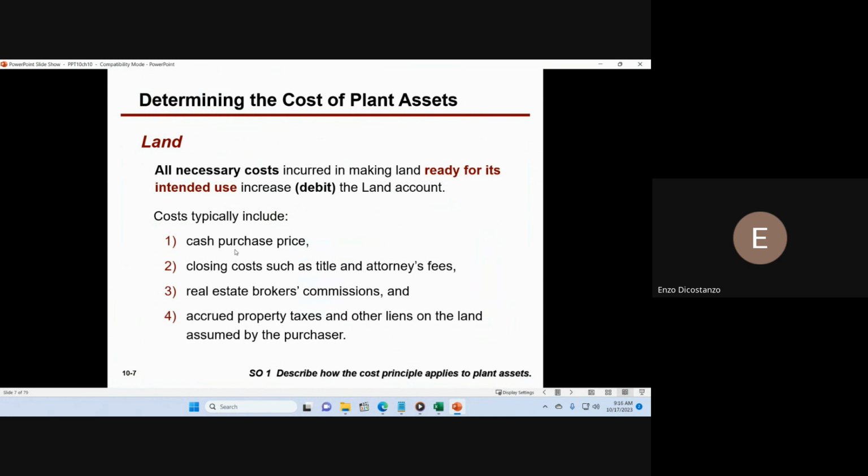Costs typically include the cash purchase price and closing costs such as title and attorney's fees. So there's always something attached. It's never just here's the money for the land. You always need an attorney and title services. There could be commissions, but these are all things attached to many transactions, land or no land. But again, if you're going to build something, you need a piece of land to build it on. If there are liens or accrued property taxes, unfortunately the purchaser has to assume those issues.